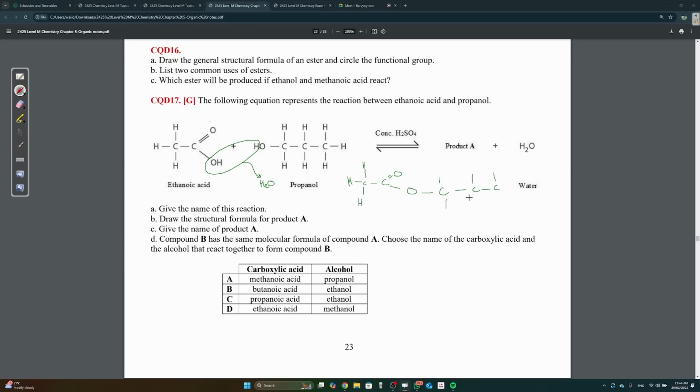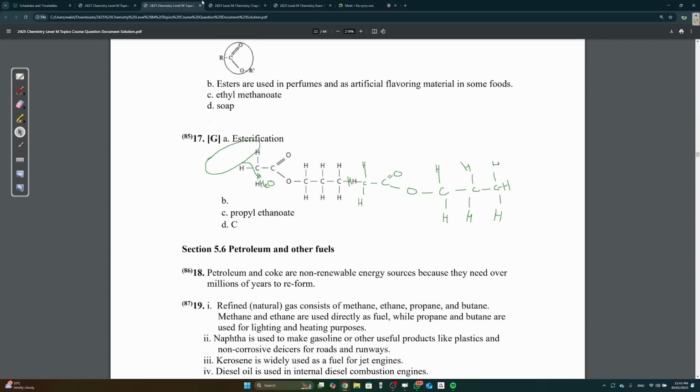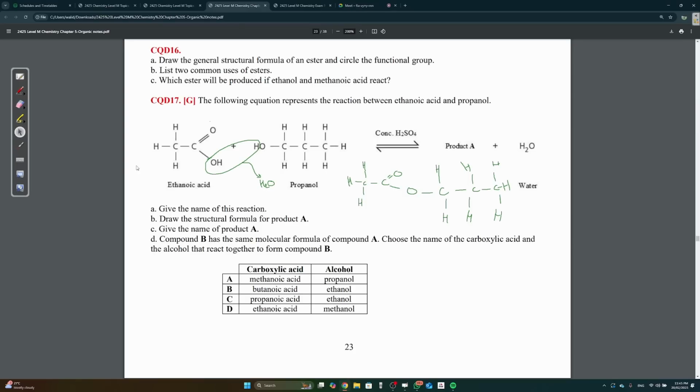Copy everything, just copy it. I'm not drawing from myself. I'm looking here and copying it. It's not that hard. This is how the product will look. We just had to remove the water, right? We remove the water for esterification, and it looks like this. Okay?